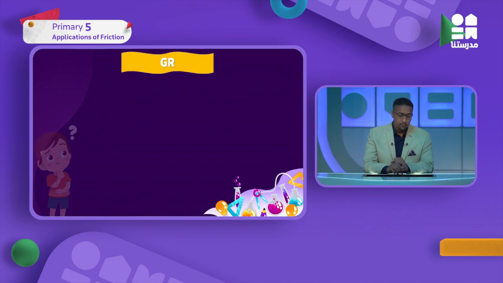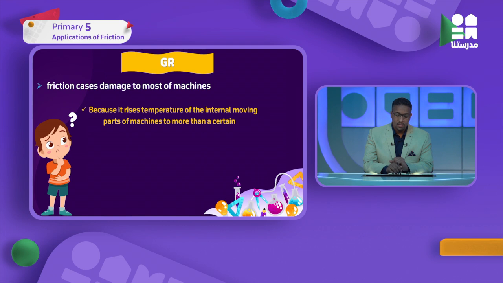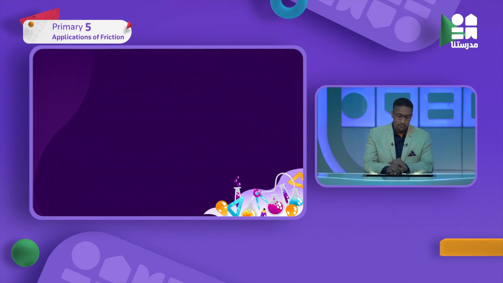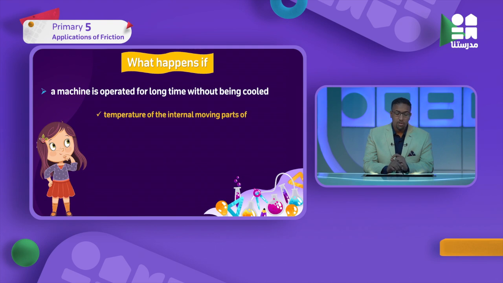Here is a question. Give reason: friction causes damage to most of machines. Why? Because it raises the temperature of the internal moving parts of machine to more than a certain limit, so machines are damaged. Another question: what happens if a machine is operated for a long time without being cooled? Temperature of the internal moving parts of machine will increase to more than a certain limit, so machine will be damaged.